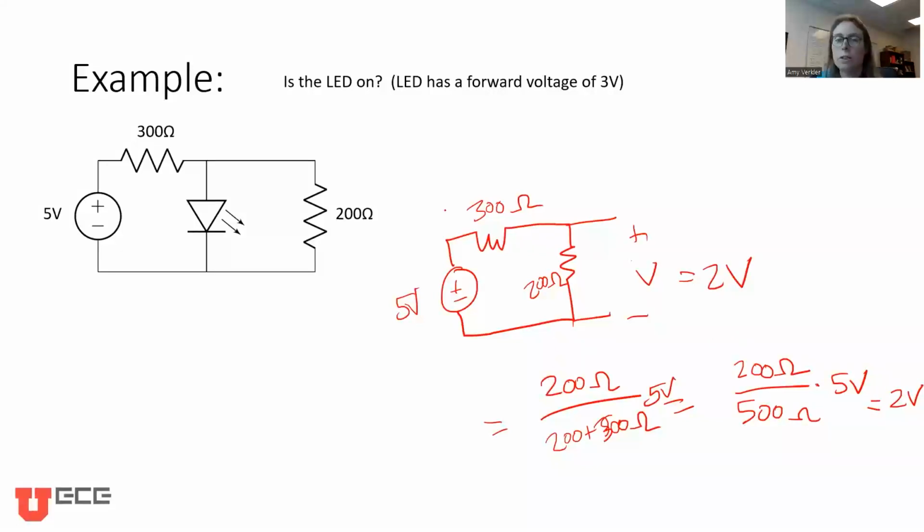And if this node here is at 2 volts, that is less than the forward voltage. So the LED is not on and all the math checks out. So the LED is actually off in this situation.